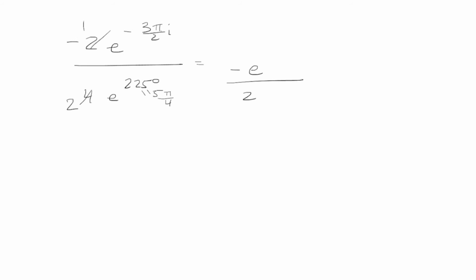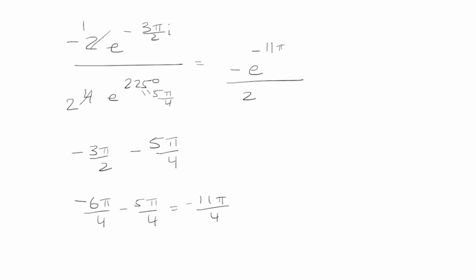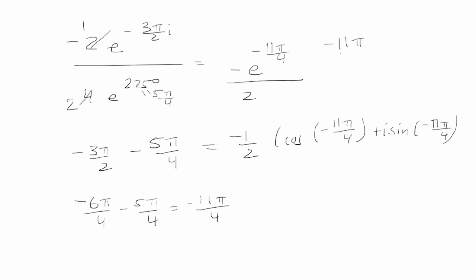So we're doing -3 pi over 2 minus 5 pi over 4. Getting a common denominator, this is -6 pi over 4 minus 5 pi over 4. This is just negative 11 pi over 4. So I can factor out the negative 1/2, and now the angle is just negative 11 pi over 4. Now we can add negative 11 pi over 4 with 4 pi to make this positive. And for that we get 5 pi over 4.